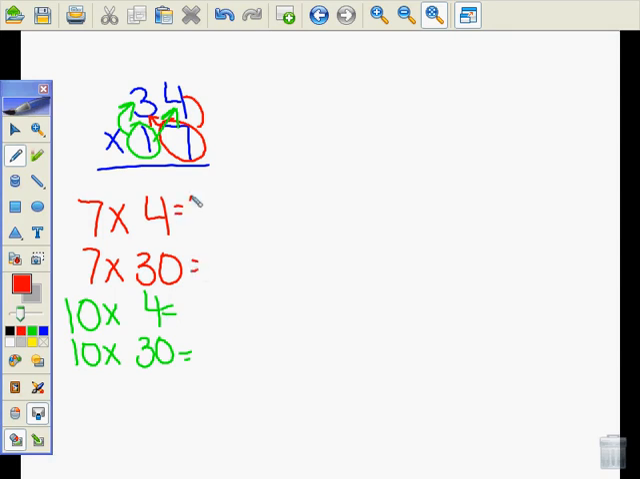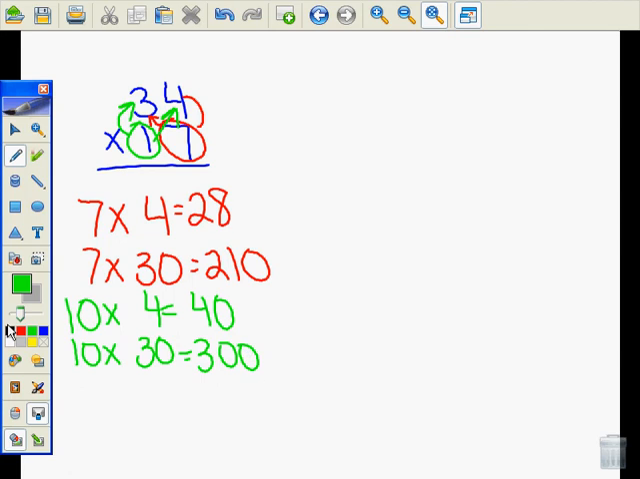So 7 times 4 we know is 28. 7 times 3 we know is 21. In the fact extension we just add our 0. 10 times 4 is 40, and then 1 times 3 is 3 plus our 2 zeros. So now we just need to take all these different numbers and add them together.